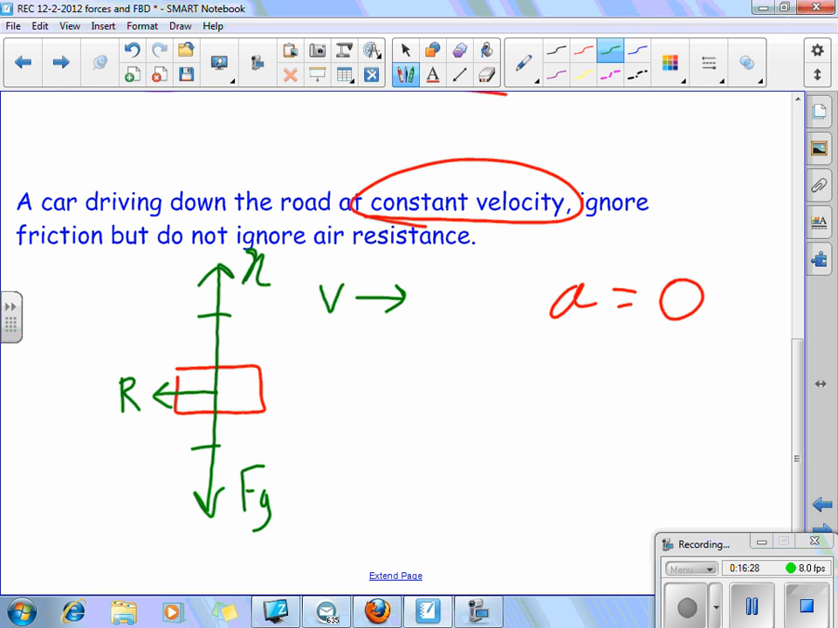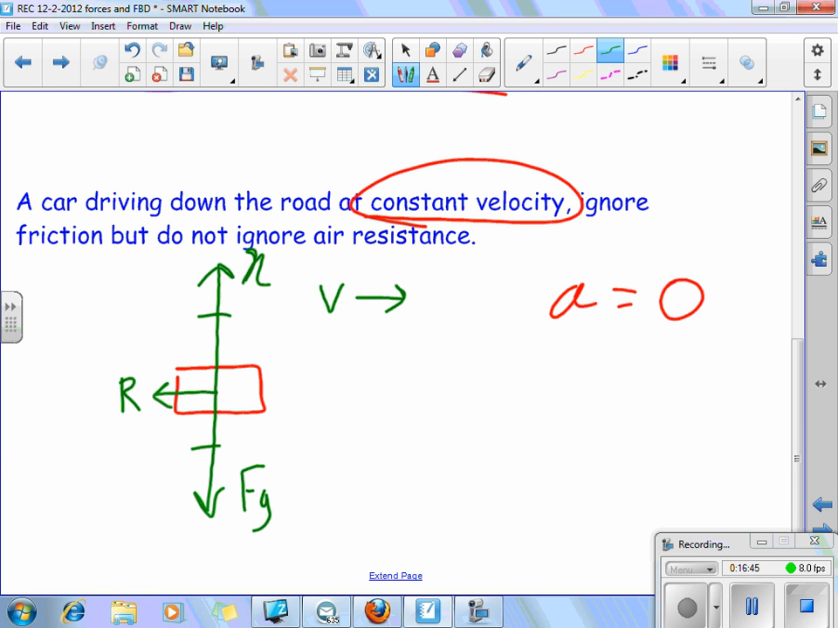I've drawn the air resistance arrow smaller than the force of gravity and the normal force arrow because I'm imagining that the air resistance force is probably less than the weight of the car. That's that idea of the magnitude. I could be wrong, you never know, but without knowing, I would guess the air resistance is probably less than the normal force and the force of gravity.